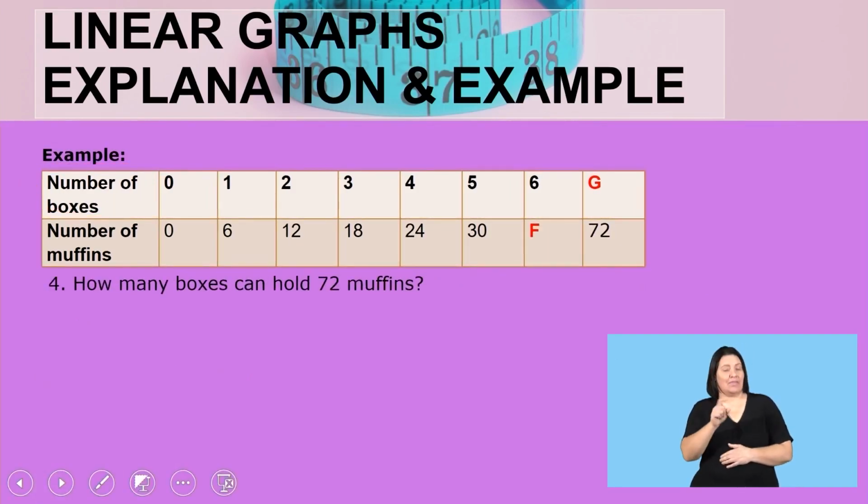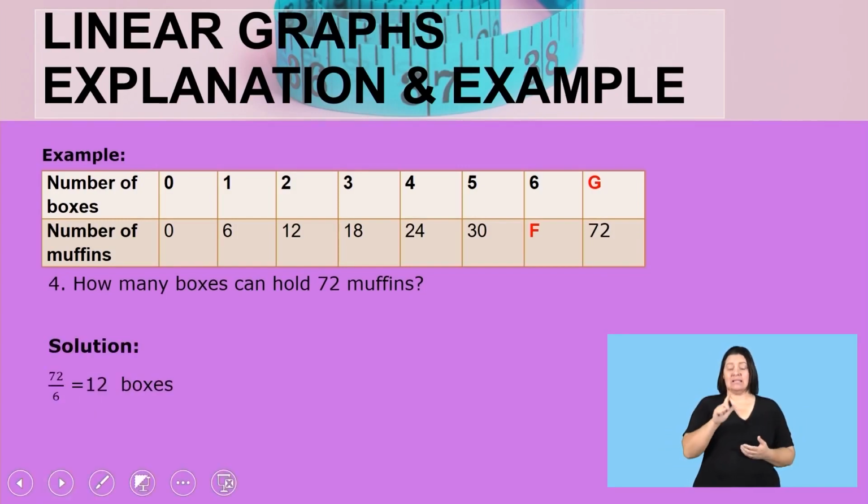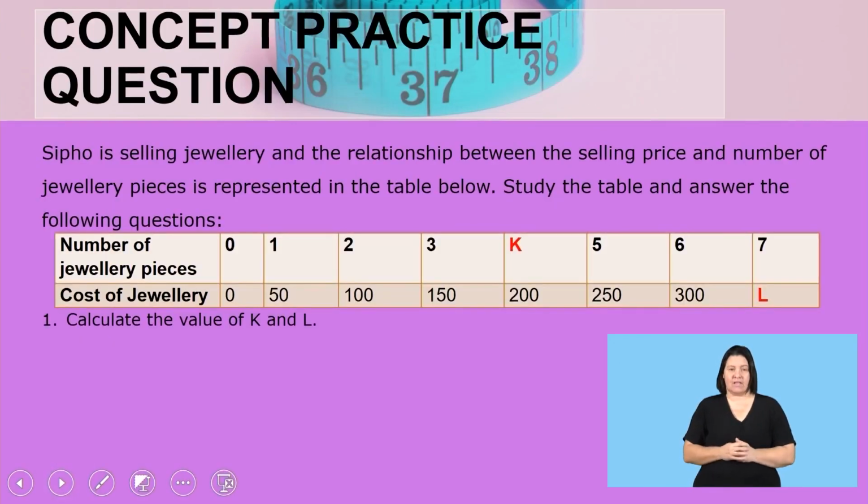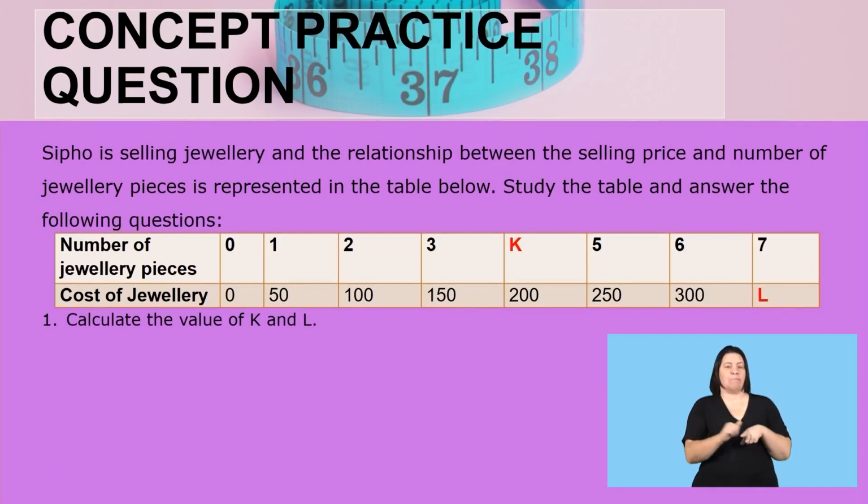And then another question. How many boxes can hold 72 muffins? For us to know how many boxes will hold 72 muffins, we simply take 72 muffins and divide it by the number of muffins in each box, which is 6. 72 divided by 6, we get 12 boxes. Now let's get to practice what you have just learned.